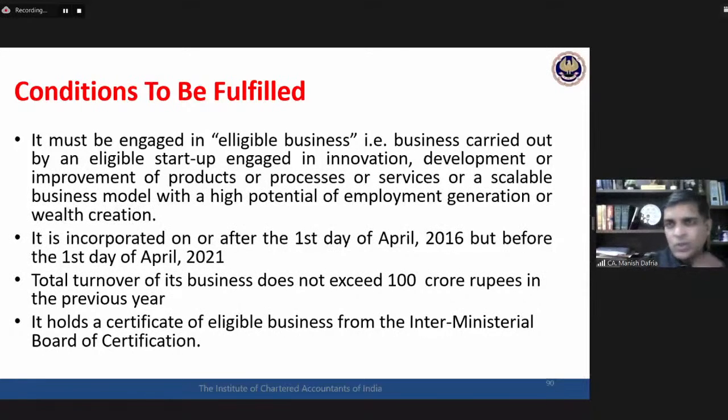Any 3 years within the first 10 years of my incorporation, any 3 years, I will be entitled for this exemption. 100% of my profits shall be entitled for exemption, provided my turnover does not cross that 100 crore limit, and I have been incorporated on any date between April 16 till March 21. Okay, this is all section 80 IAC. First, this deduction we are discussing with respect to income-based deductions. Okay, fine.